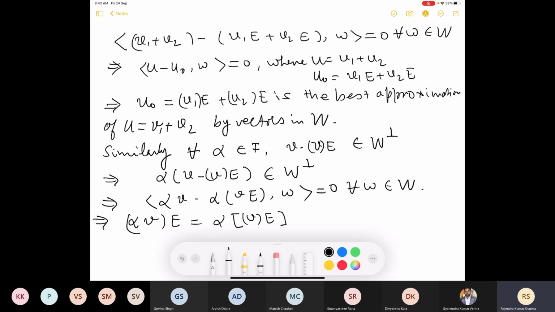And that proves that E is a homomorphism of V into W. So we had seen for this sum, and P is closed with respect to the scalar multiplication. So that proves that this is a homomorphism. This homomorphism is, by the way, onto.